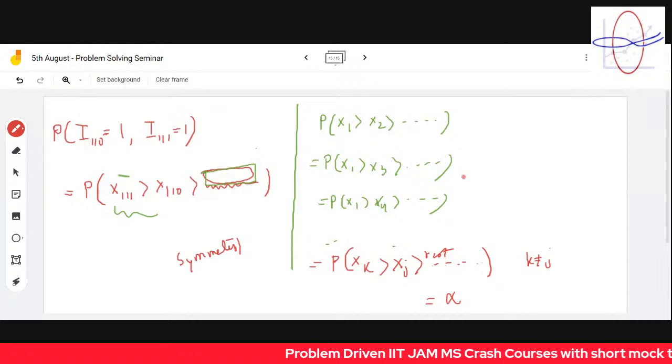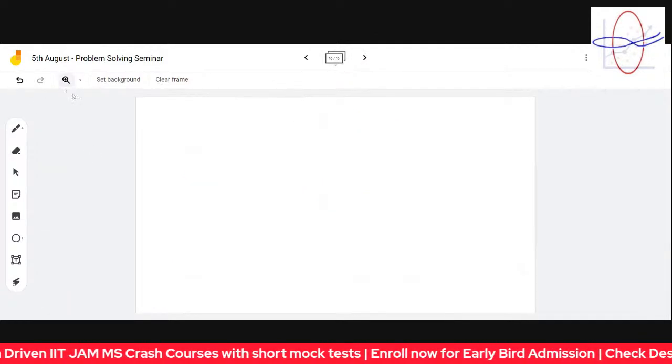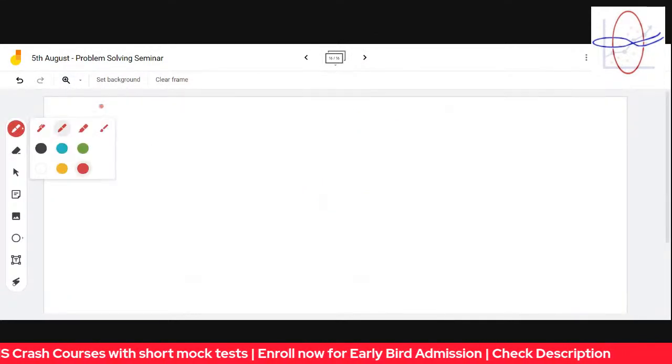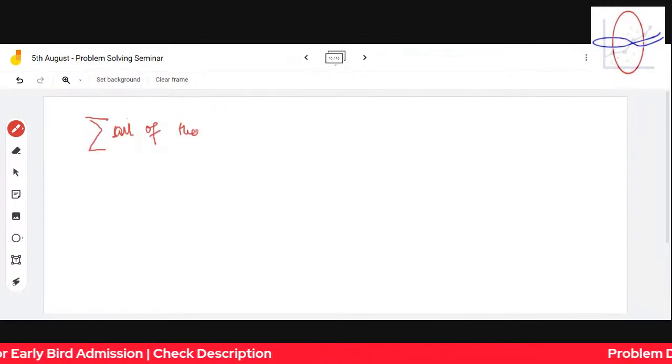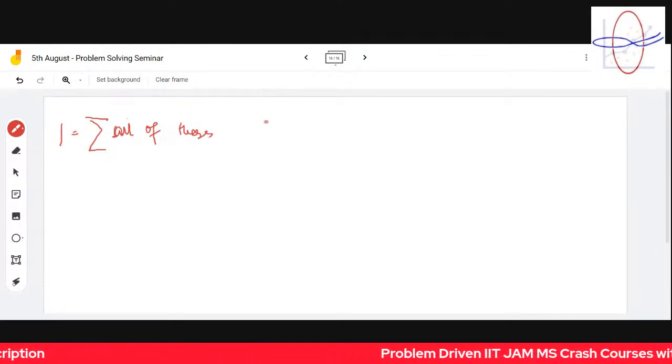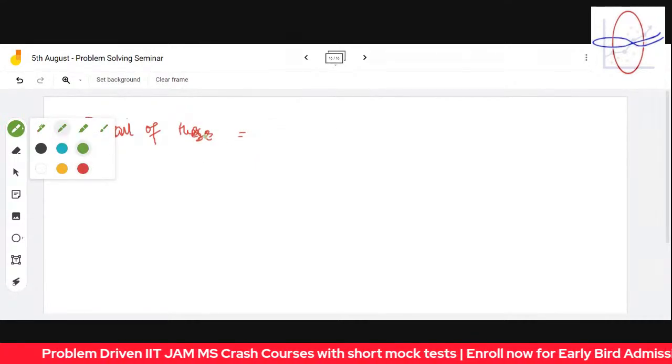So these are all equal. Let's say each equals beta. Therefore, the sum of all of these will be 1, because these are all the possible cases. The sum is equal to 1 because it's exhaustive. Any two must be greater than the rest. And this must be equal to what?